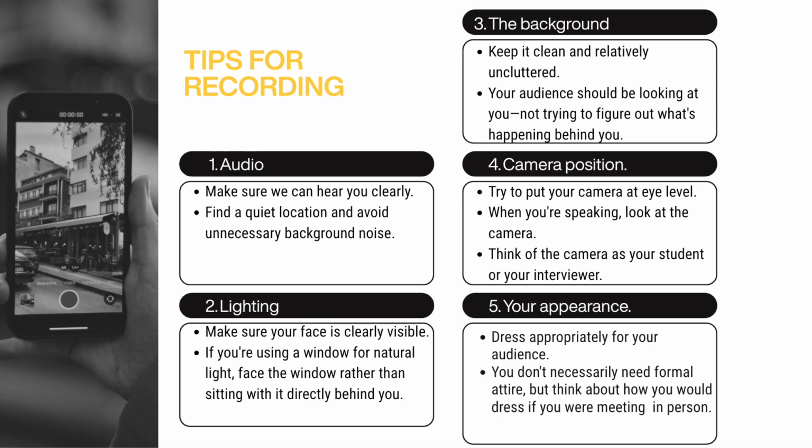Number 4, camera position. Try to put the camera around eye level. And when you're speaking, look at the camera. Think of the camera as your student or your interviewer. Number 5, your appearance. Dress appropriately for your audience. You don't necessarily need formal business clothing, but think about how you would dress if you were meeting a student or an employer in person. These simple things can make a big difference.